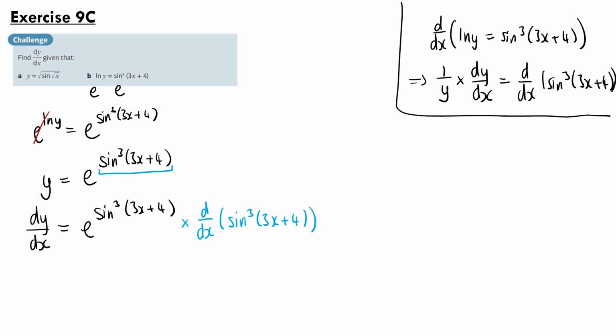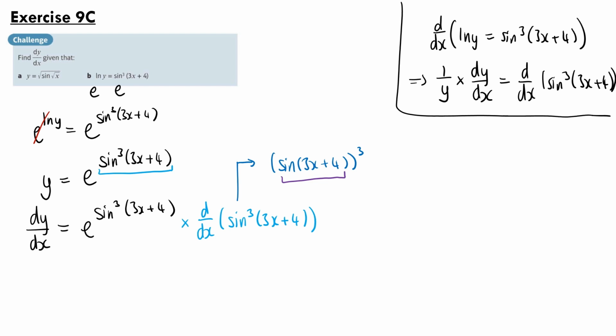Okay, now at this point we need to do the same thing again with this up here, because we've got more nested functions. So remember, this is really saying sine of 3x plus 4 all cubed. So to differentiate this bit next, we need to think of it as being something cubed. So this is the inner function here, and it's being cubed.